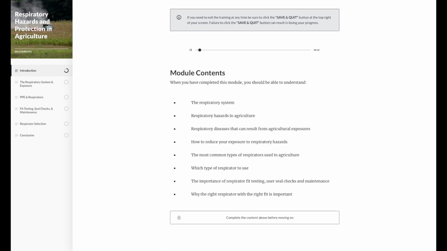When you have completed this module, you should be able to understand the respiratory system, respiratory hazards in agriculture, respiratory diseases that can result from agricultural exposures, how to reduce your exposure to respiratory hazards, the most common types of respirators used in agriculture, which type of respirator to use, the importance of respirator fit testing, user seal checks, and maintenance, and why the right respirator with the right fit is important.